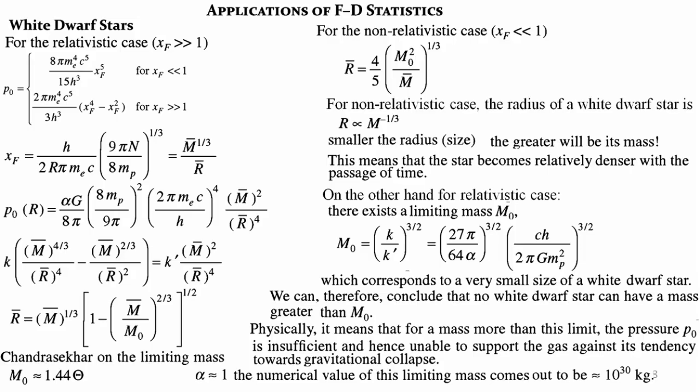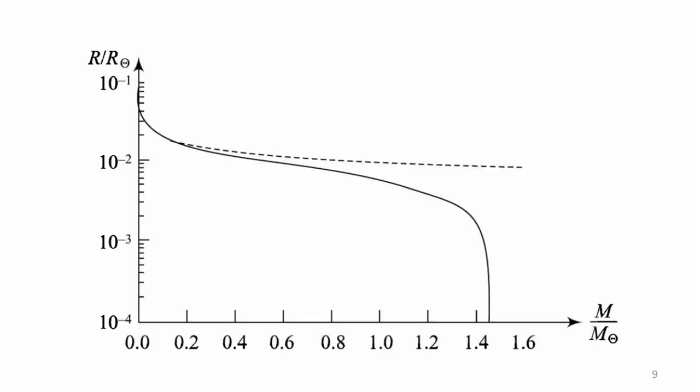oh, it's not given here. Okay, now you refer to the book. So this theta refers to the mass of the sun, which is 2 into 10 to the 30 kg. So these features are now depicted in this figure. This is what you should notice from here. This is the solar radius of our sun. This is R over R theta, and this is M over M theta, mass of the star over solar mass.